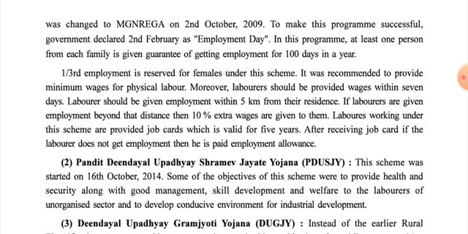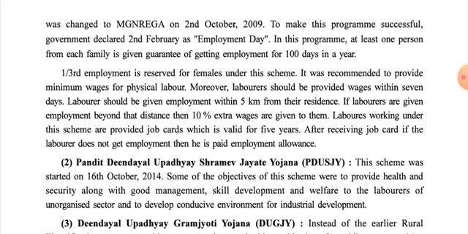Initially, minimum 100 days job assurance for at least one person in a family. 1/3 of jobs are reserved for females. Minimum wages for physical labor. Within 7 days, wages payment should be done. The employment will be given within 5 kilometers from their residence, and if it is more than 5 kilometers, then 10% extra wages should be given. Laborers working under these schemes are provided a job card for 5 years, and if they are not given employment, then on the basis of the job card, they are able to get employment allowances from the government also.